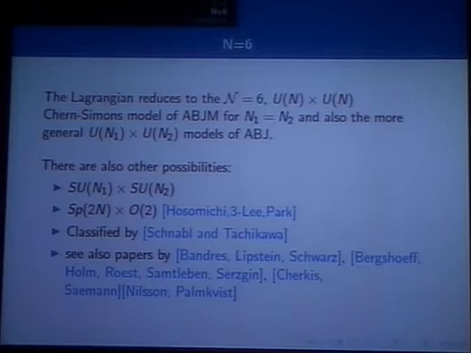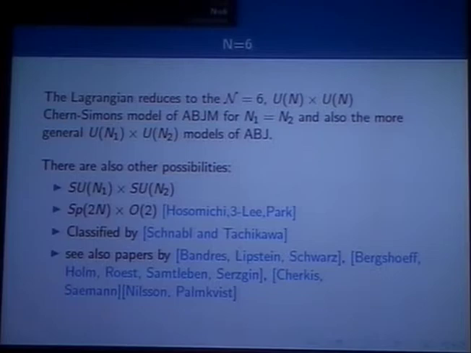Of course, you can do SU(N) × SU(N). Juan already mentioned that. There's a curious one of Sp(2) times O(2). These are the gauge groups of these authors. And then there was a paper by Schnabl and Tachikawa who classified all the possible solutions. And I think more or less this is it. And I also wanted to mention these other papers.